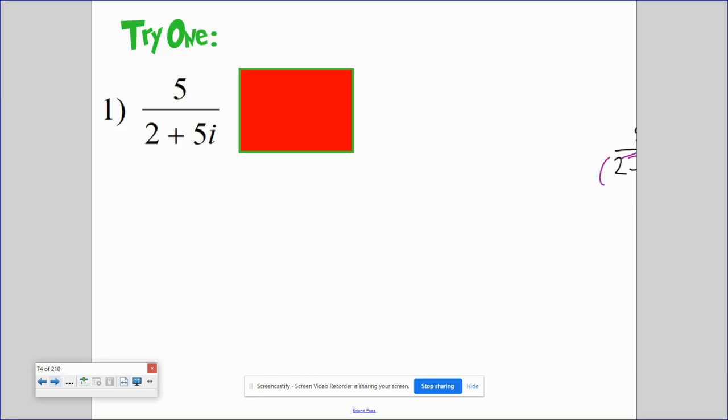So I'm going to have you guys try this one on your own. I kept it nice with just one term on top. So it's 5 divided by 2 plus 5i. So first start with what is the conjugate here? If we have 2 plus 5i, what's its conjugate? And then once you have that set up, you're going to multiply top and bottom by that conjugate. So go ahead and give this one a try really quick.